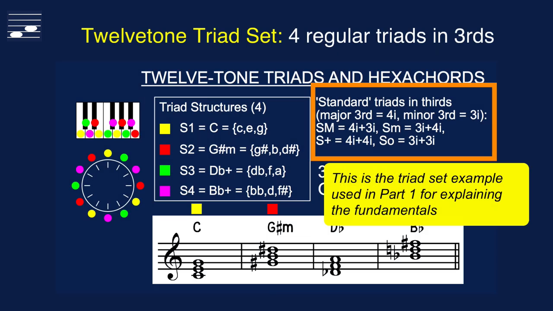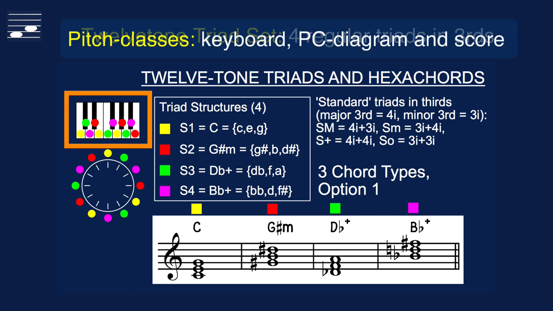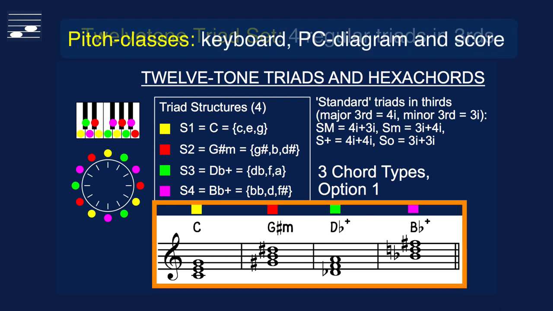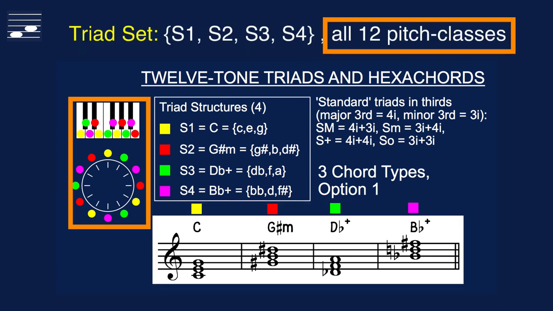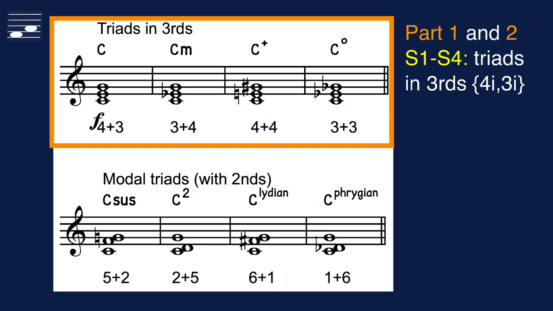The fundamentals are illustrated with the example 12-tone triad set from part 1. We'll use the keyboard, pitch class diagram, and staff notation in our analysis. 12-tone triad sets consist of four trichords that together cover all 12 chromatic pitch classes, as shown here. In the previous episodes, these were regular triads and thirds, that is, containing 4 and 3 semitone intervals.